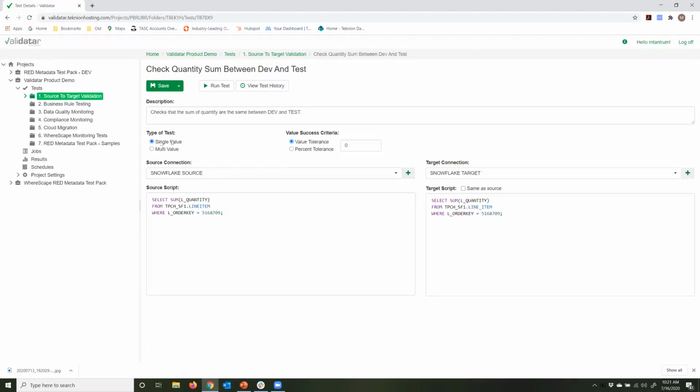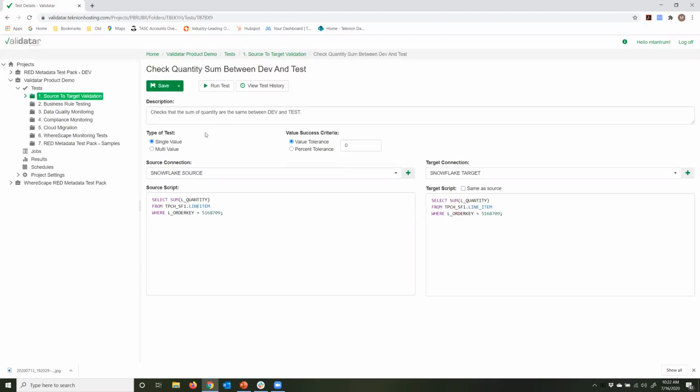So a test is one of two types. It's either a single value test or a multi-value test. So am I comparing one value against another value, or am I going to compare a set of values against another set of values? And then we have a success criteria. What is my tolerance for success? Do I need it to be exact, or can I allow it to be 5% out or something like that?